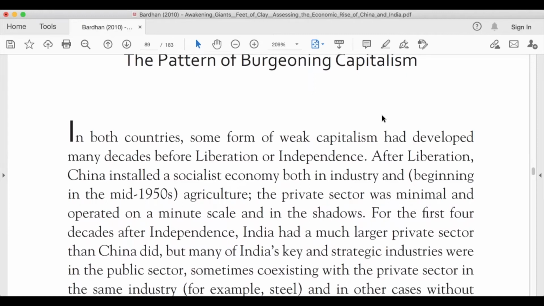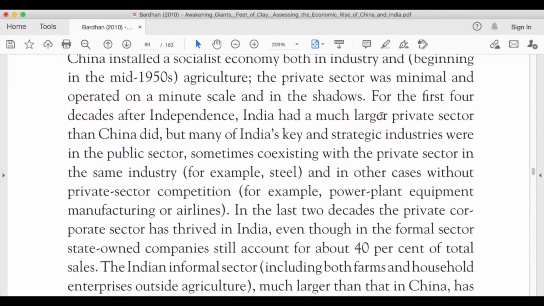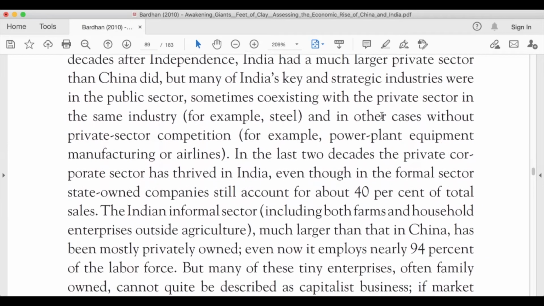For the first 4 decades after independence, India had a much larger private sector than China did, but many of India's key and strategic industries were in the public sector, sometimes coexisting with the private sector in the same industry, for example, steel, and in other cases without private sector competition, for example, power plant equipment, manufacturing, or airlines. In the last 2 decades, the corporate sector has thrived in India, even though in the formal sector, state-owned companies still account for about 40% of total sales, and he's saying this in 2010.